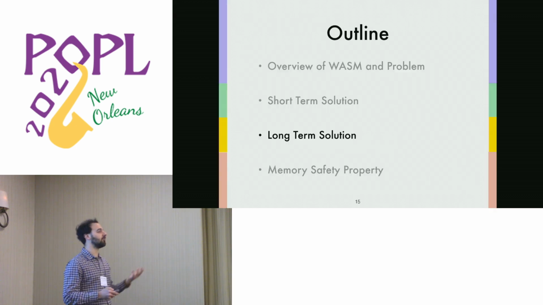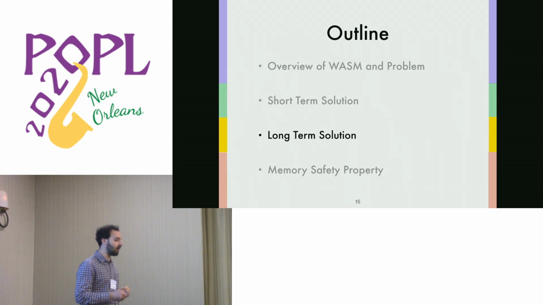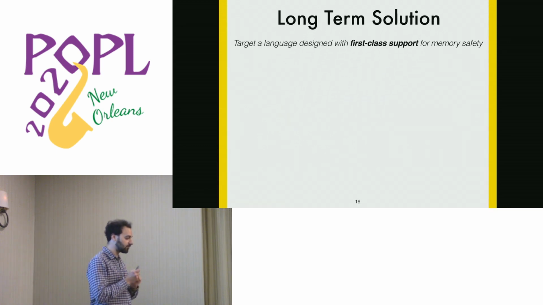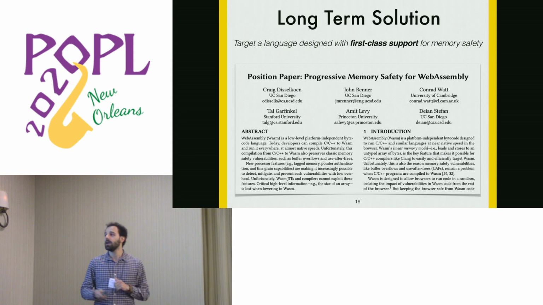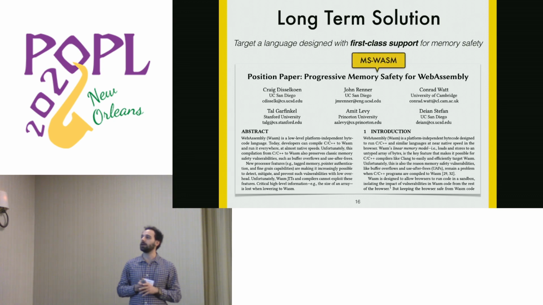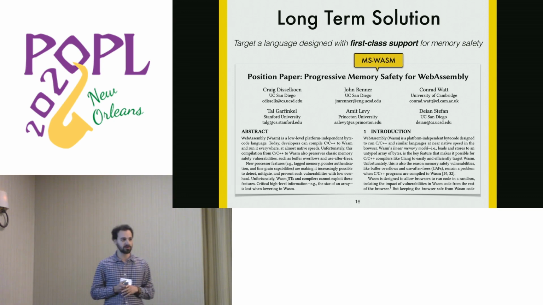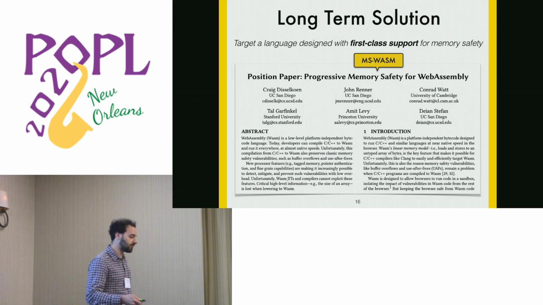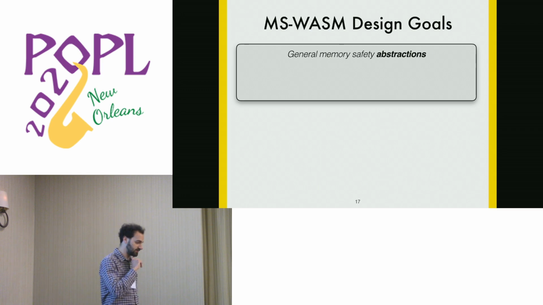Let me now show you what we plan for the long-term solution. We want to target a language designed with first-class support for memory safety. In particular, we plan to use MSWasm, which is a memory-safe variant of WebAssembly. This is a paper that came out recently, and I just want to give you a brief overview of MSWasm and its design goals.